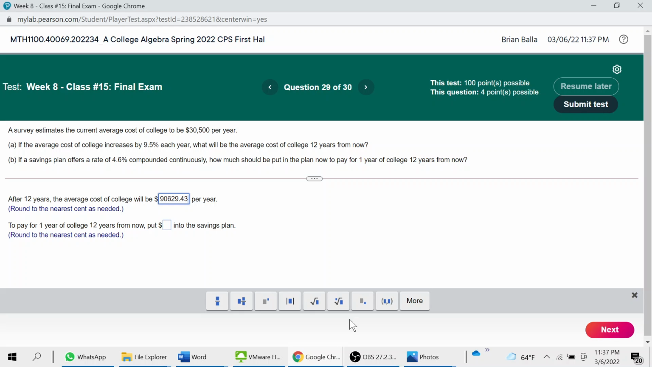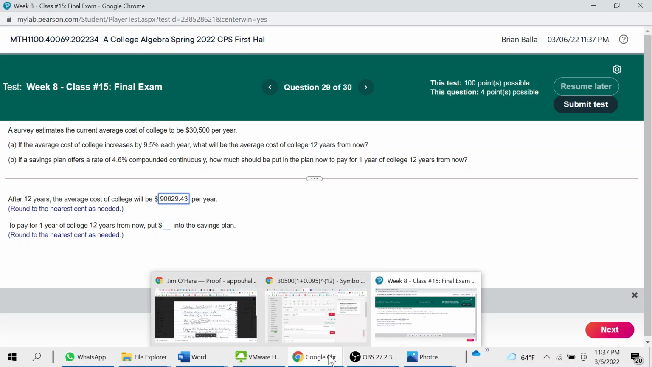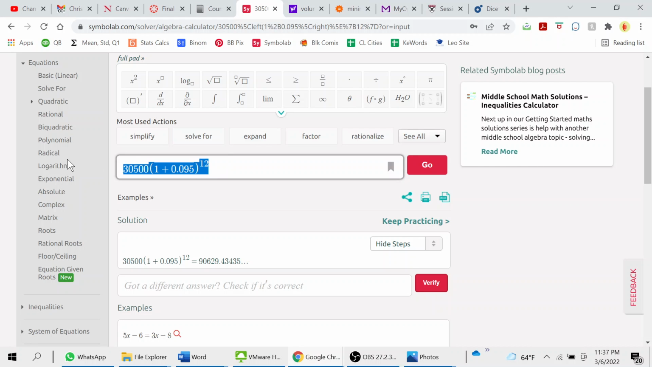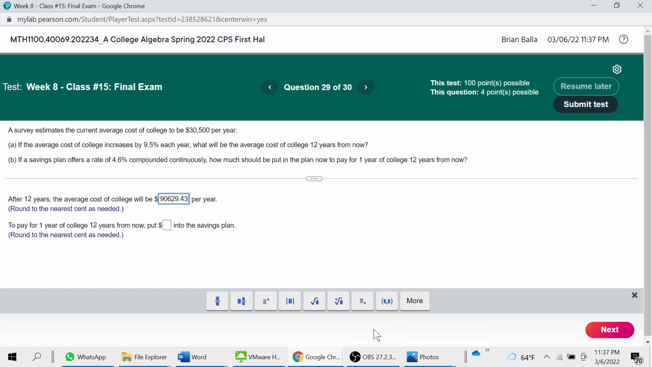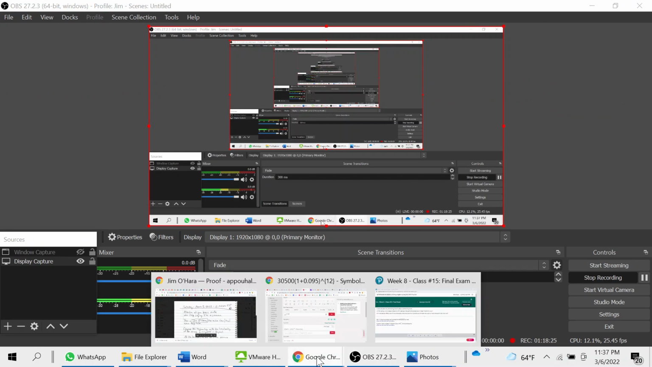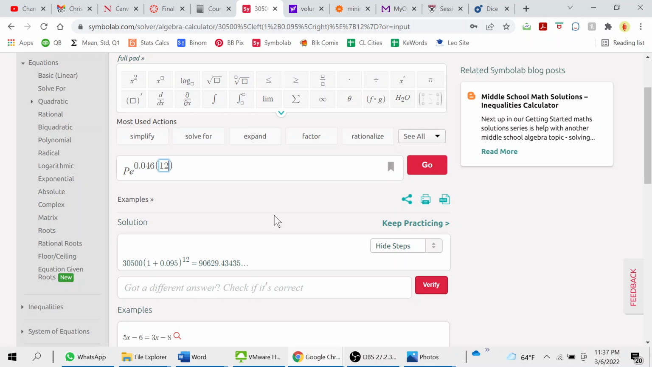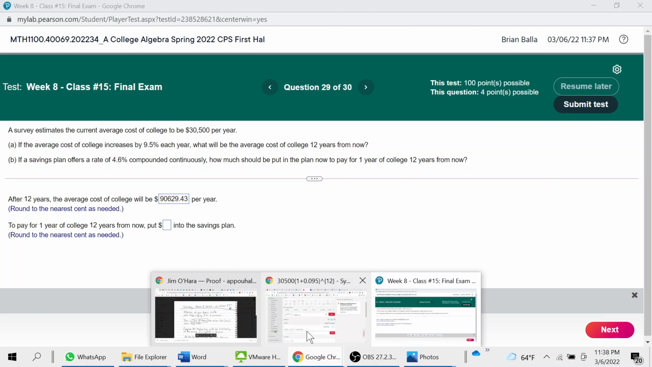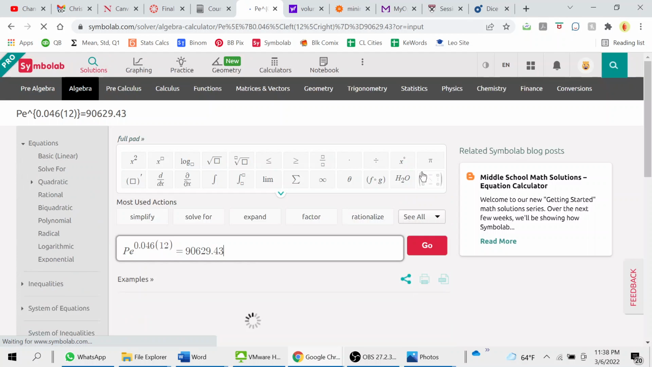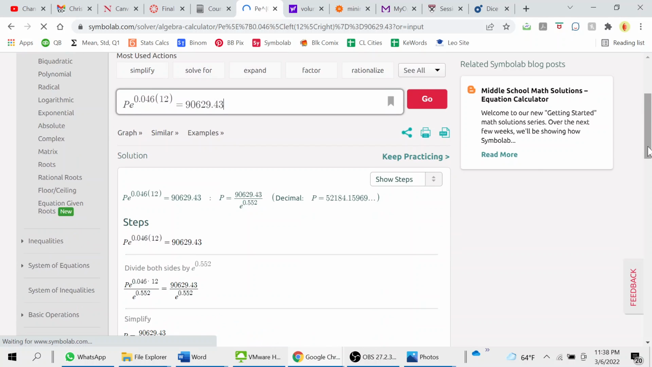To pay for 1 year of college 12 years from now, you need to put into a savings plan. Okay. 4.6% compounded continuously. So P e to the 0.046 compounded continuously, 12 years. Oh, crap. Okay. 12 years from now, and the amount is this amount. 629. Okay. So this is the amount to pay.